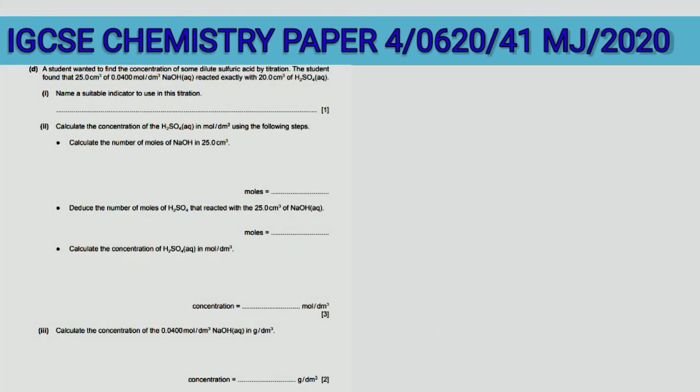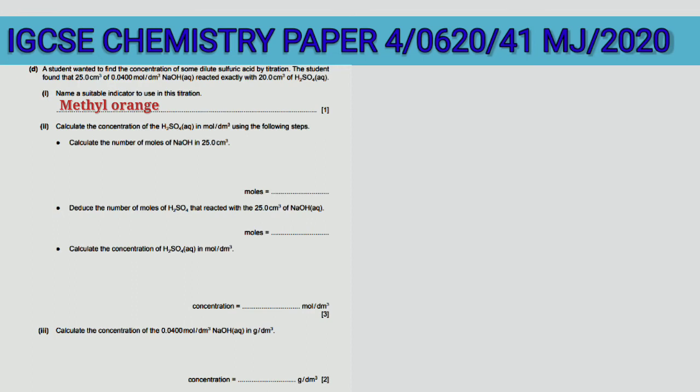Question 4D. A student wanted to find the concentration of some dilute sulfuric acid by titration. The student found that 25 cm cube of 0.0400 mole per dm cube of aqueous NaOH reacted exactly with 20 cm cube of H2SO4 aqueous. Question 1. Name a suitable indicator to use in this titration. And the answer is methyl orange.